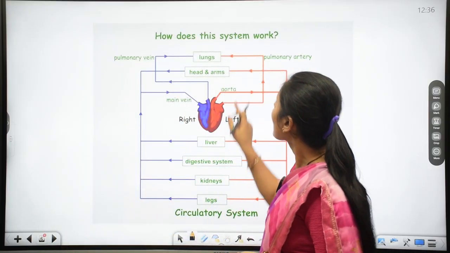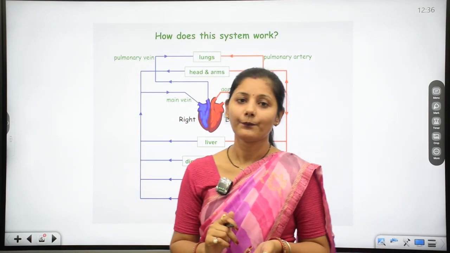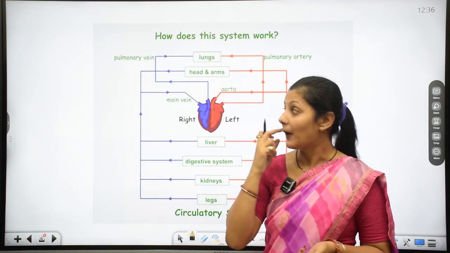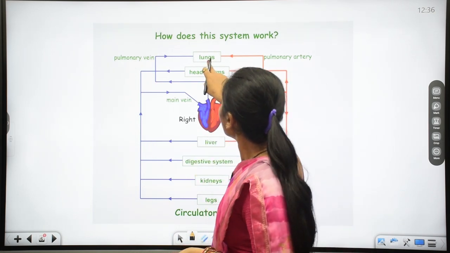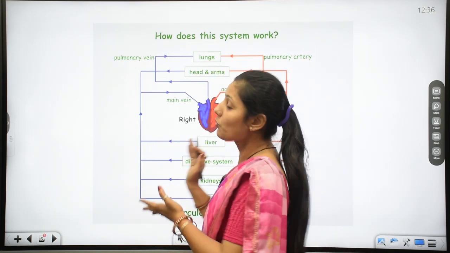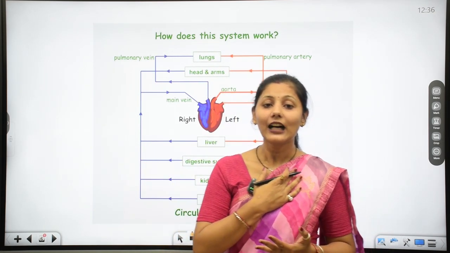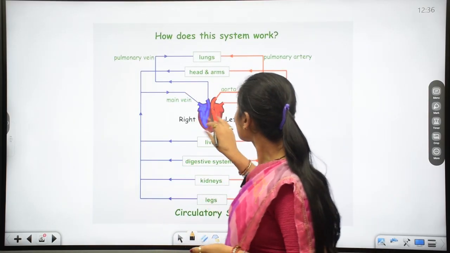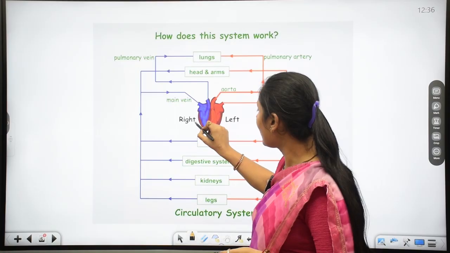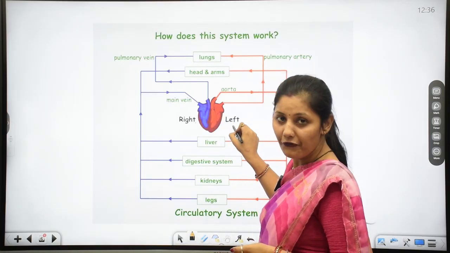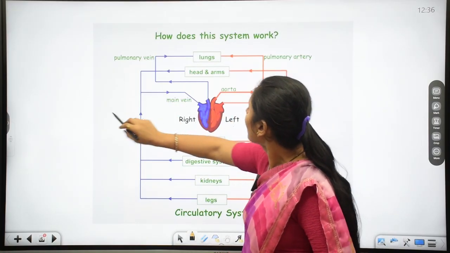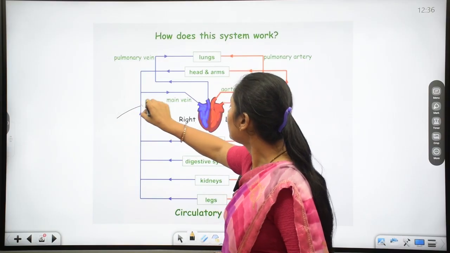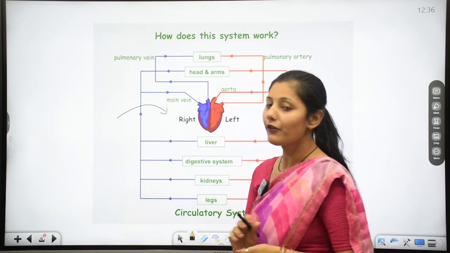Now the next thing is, how does this system work? किस तरह से system work करता है? The first thing is, you all know that your heart is situated inside the chest. Okay, so this one is the right part of your heart and this is the left part of your heart. The blood vessels carry the blood inside the right part of your heart.